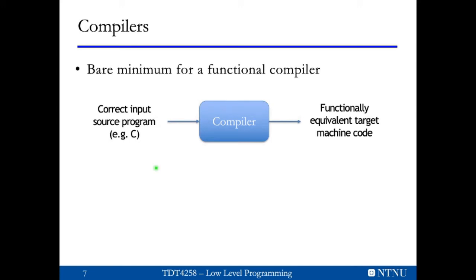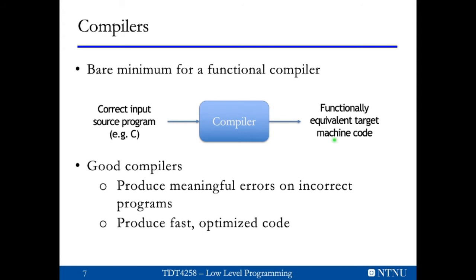So what does a compiler do? The bare minimum requirement for a functional compiler is obviously that it can take a correct input source program, so one that does not have syntactical or semantical errors, for example in C, and the compiler translates this into target machine code that's functionally equivalent, or we say it has the identical semantics. So if we write a C program that calculates 3 plus 4, we want to have a machine code program generated that also calculates 3 plus 4, obviously.